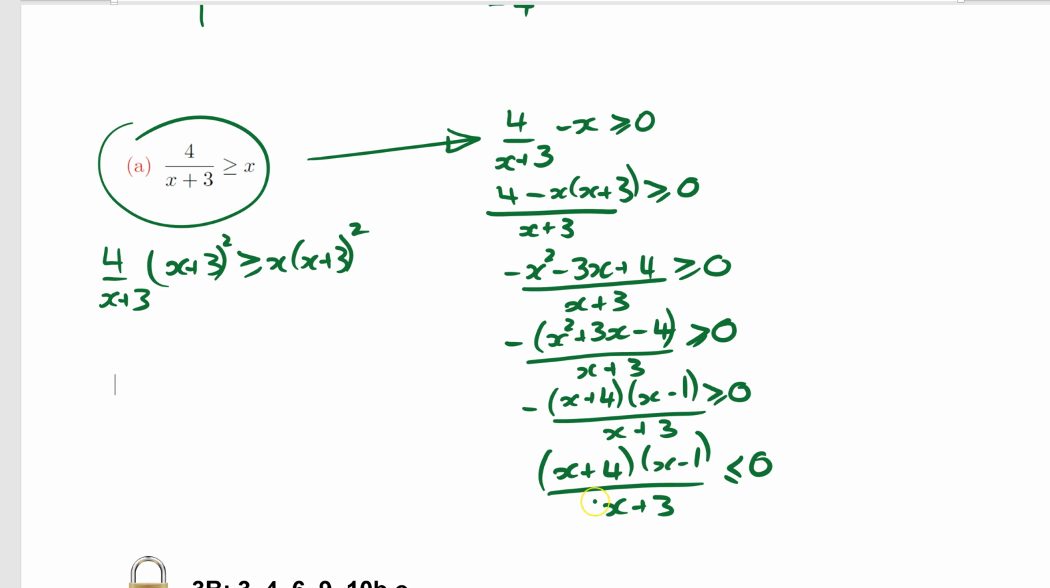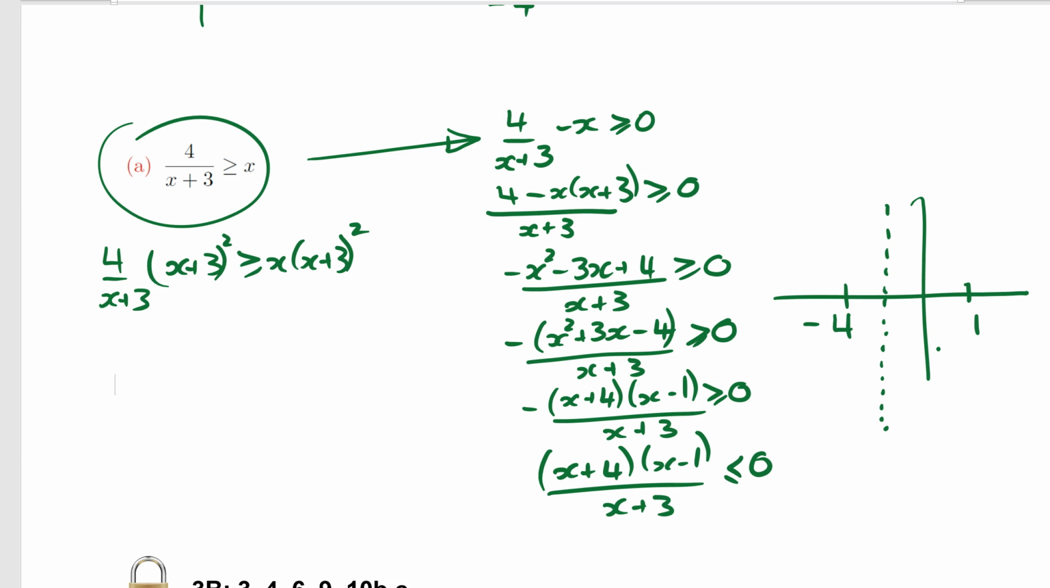And what do I then know? I know that this thing, if I graphed it, is going to cut the x-axis at 1 and minus 4. So 1 and minus 4. We're not allowed to have x equal to minus 3. So there'll be a discontinuity just there. And I can think about what my curve looks like on either side of that.